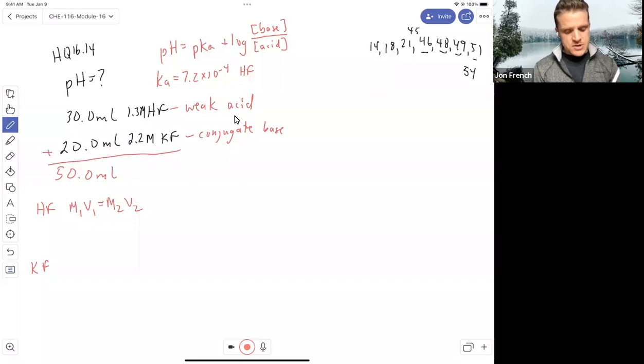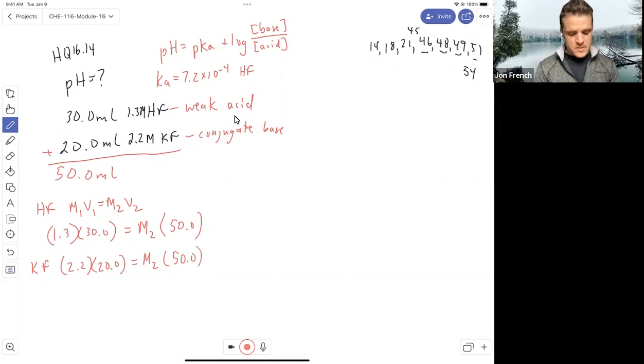So for HF, my initial concentration was 1.3 with an initial volume of 30 milliliters. And I want to find my new concentration when I have a volume of 50 milliliters. And for potassium fluoride, I'm going to do the same thing. I've got an initial concentration of 2.2. When I have 20 milliliters of that, I'm looking for my concentration when I mix the two together and my final volume is 50 milliliters. So we'll do both those calculations.